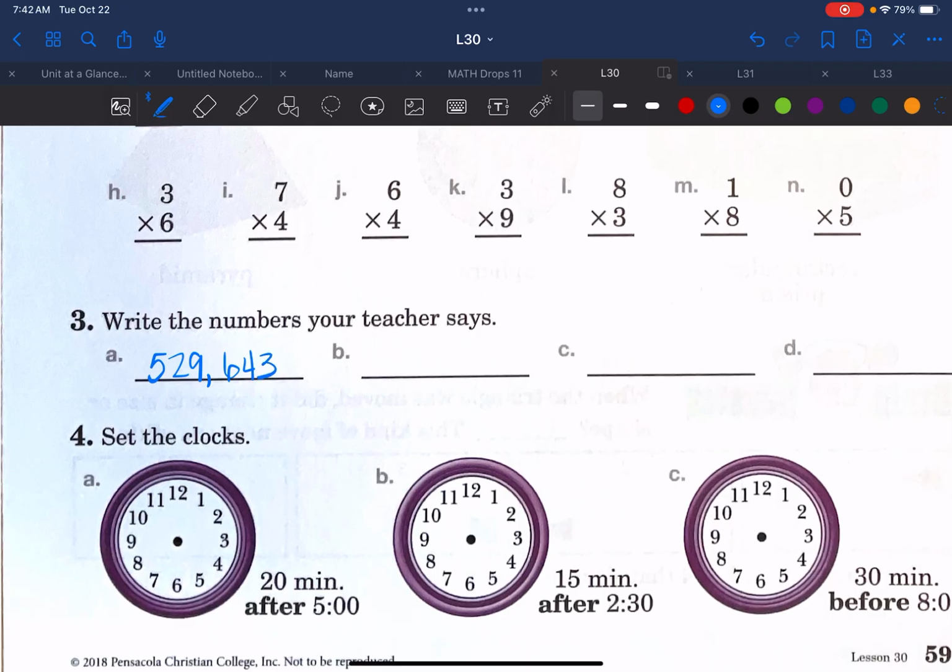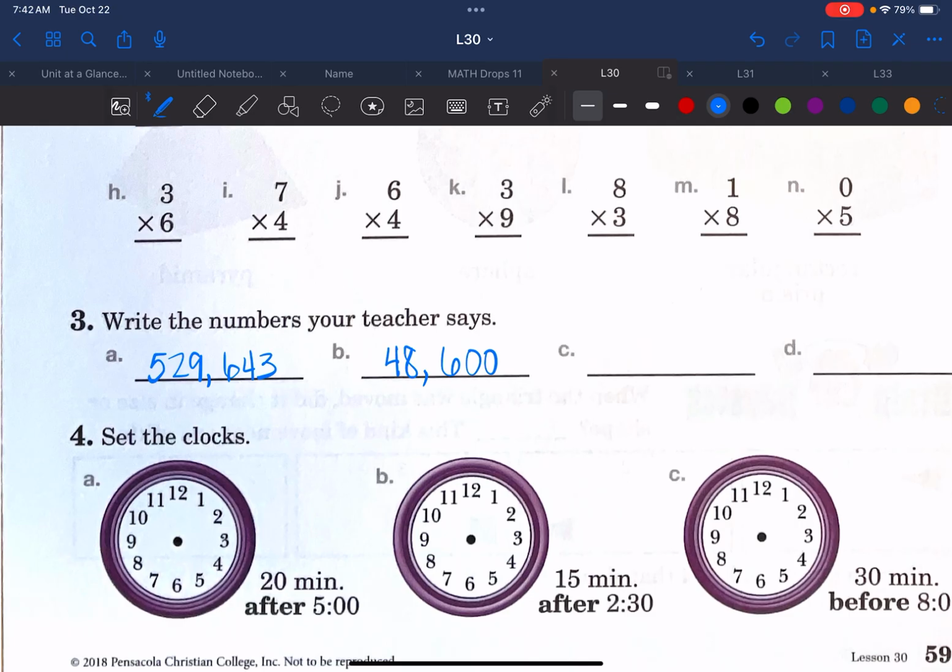529,643. The next one, 48,600. Ready for the answer? If you're not, please pause. 48,600.